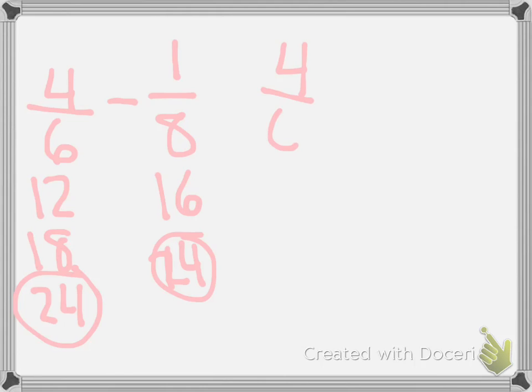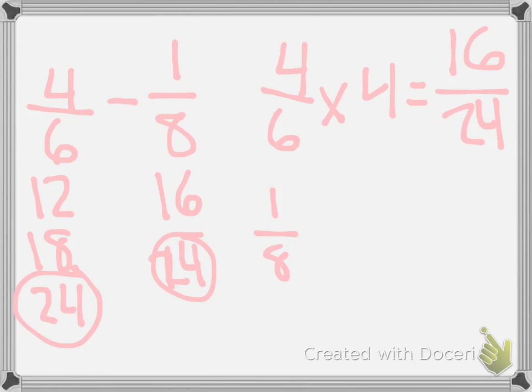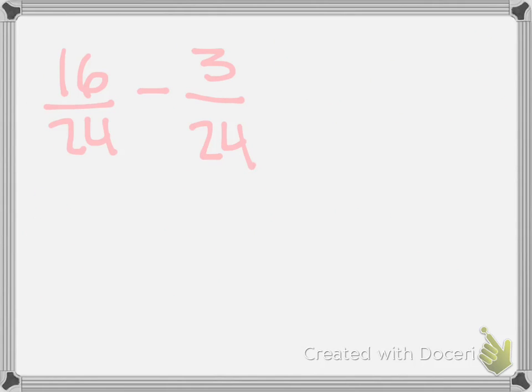4/6 needs to have a denominator of 24. To do this, we have to multiply top and bottom by 4. 4 times 4 is 16, and 6 times 4 is 24. Now 1/8. 1/8 also has to have a denominator of 24, so we'll multiply top and bottom by 3. 1 times 3 is 3, and 8 times 3 is 24. 16/24 minus 3/24. 16 minus 3 is 13, and you have to keep the denominator the same, so it is going to be 13/24. This is your answer because it cannot be simplified.